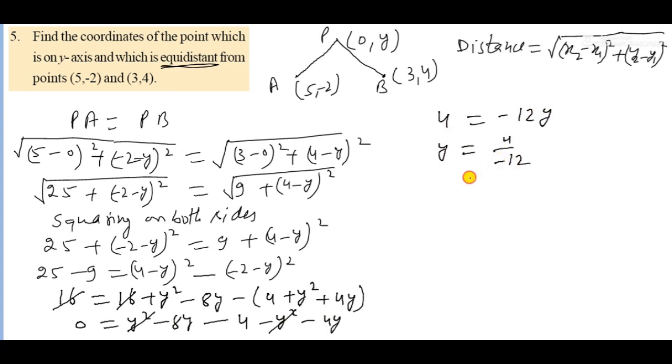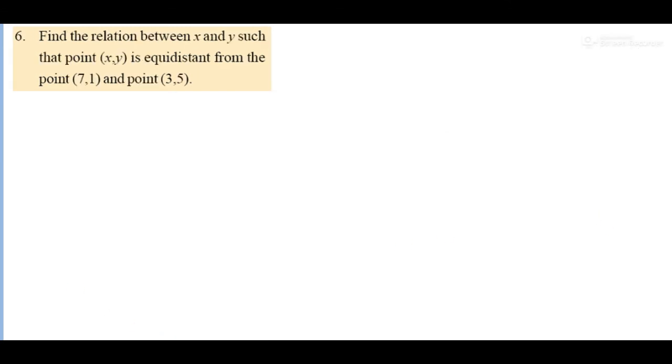Squaring on both sides. What will happen? It is 25 plus, minus positive 4, it is minus 8 and minus 4. So it becomes minus 12y. So y is equal to 4 upon minus 12, so that is minus 1 by 3. So the point is (0, -1/3), that is your answer. So you can do this very well.